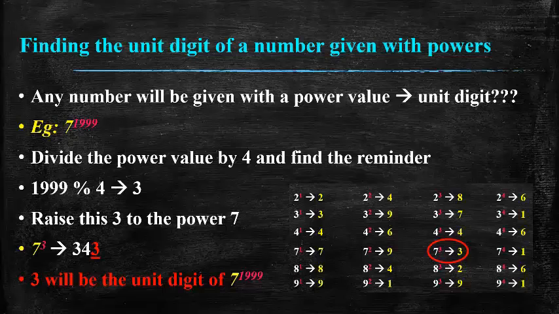So for example, in this particular instance you have 7 power 2000. So 2000 divided by 4 will give me a remainder of 0. So we cannot raise 7 to the power 0. Instead what you are supposed to do is raise 7 to the power 4. So 7 power 4 will give me a unit digit of 1. So if you remember this cycle chart, it is pretty easy that you can crack this problem within 10 seconds.